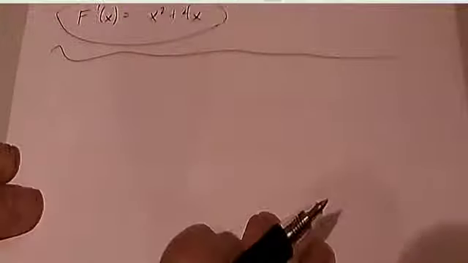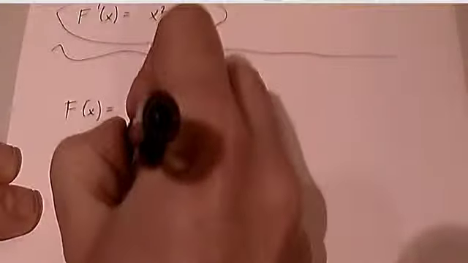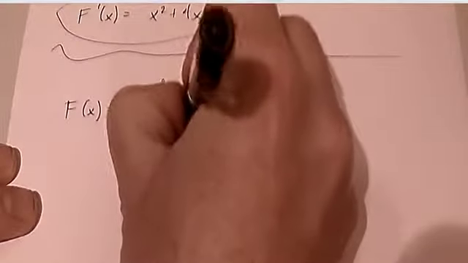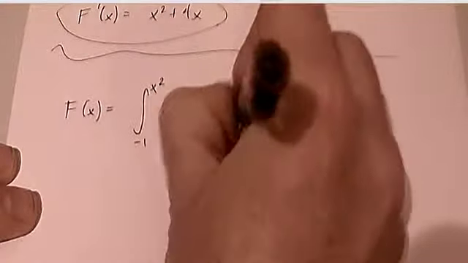Well, let's throw in another wrinkle. Let's say that I have f of x equal to the integral from negative 1 to x squared of negative 2 plus 2 dt.